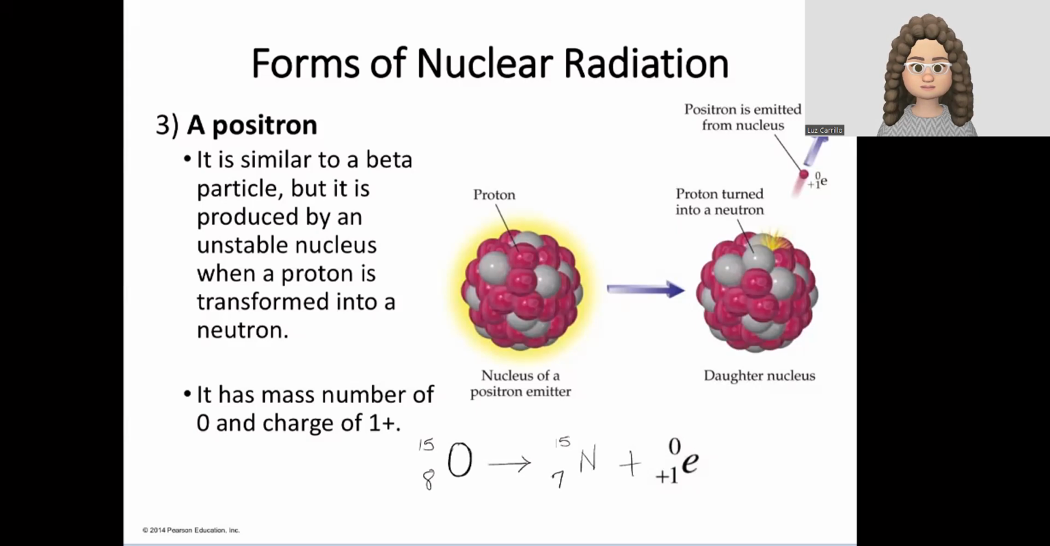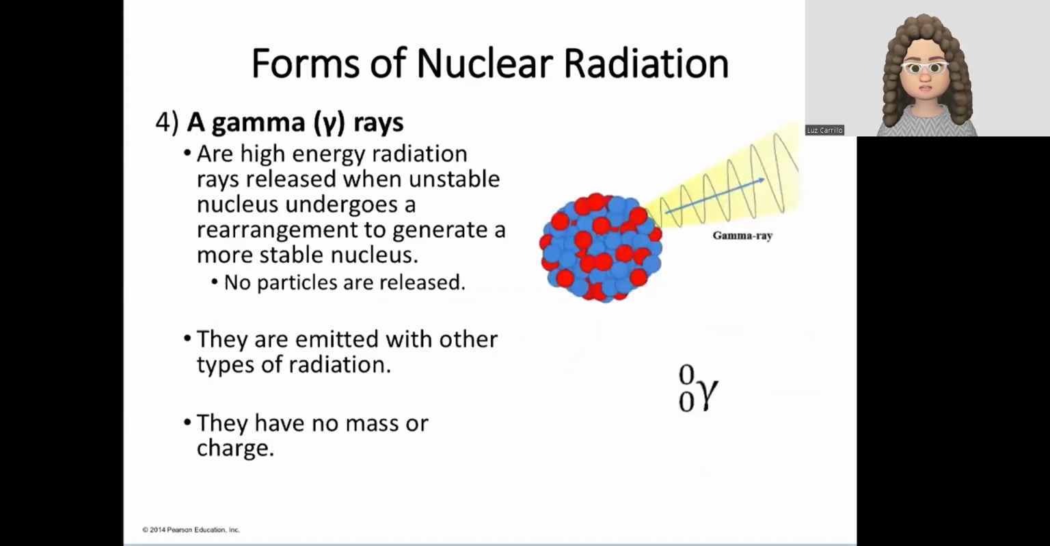The last type of radiation that you need to be familiar with is gamma rays. Gamma rays, different from the first 3 that I introduced, do not release a particle. Gamma rays are high energy radiation rays that are released when an unstable nucleus undergoes a rearrangement to generate a more stable nucleus. No particles are released. That's the signature of this type of radiation. So understand that these are emitted with other types of radiation, so it goes along with one of the ones that I just explained in the first 3 examples.